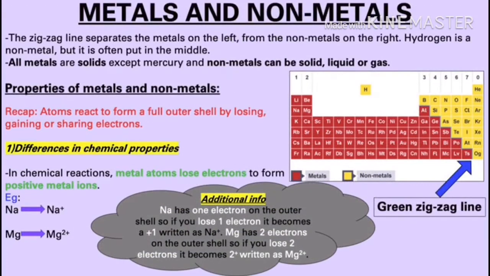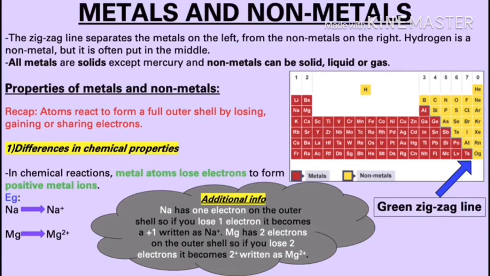Metals and nonmetals. The zigzag line on the periodic table below separates the metals on the left, shaded in red, from the nonmetals on the right, shaded in yellow. Hydrogen is a nonmetal, but is often put in the middle. All metals are solids, except mercury, and nonmetals can be solid, liquid or gas.